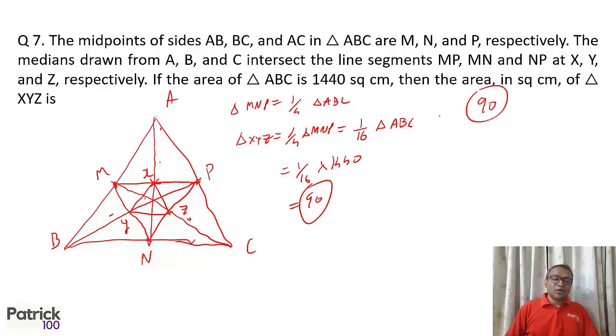So assuming an equilateral triangle makes it much easier. Actually, I spent a lot of time in explanation, but if you just understand midpoint, 1/4 area, again midpoint, 1/4 area, so 1/16 of the area of 1440, you get the answer, which is 90.